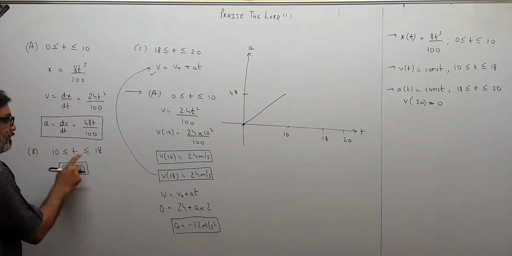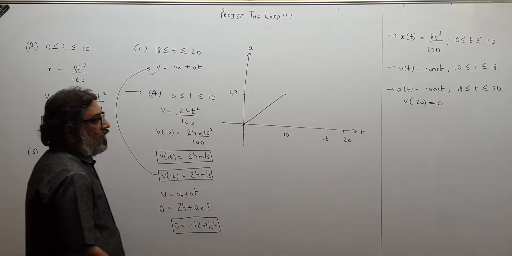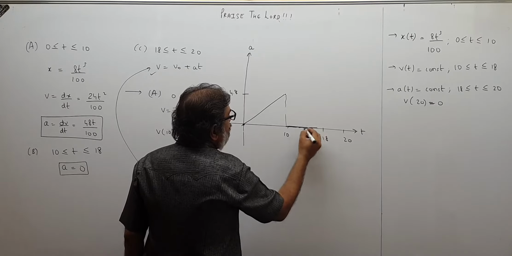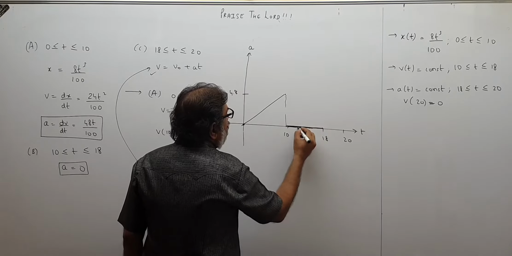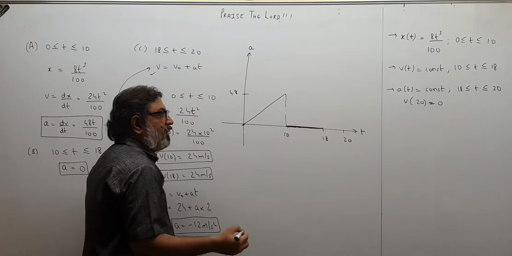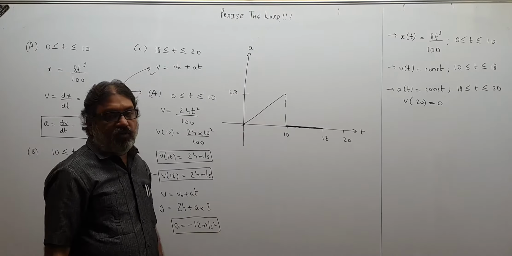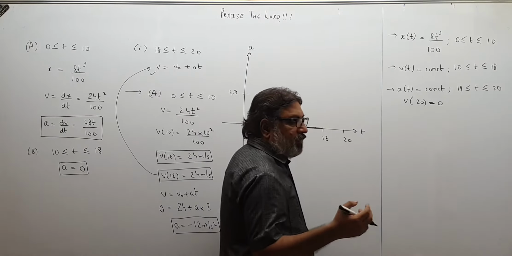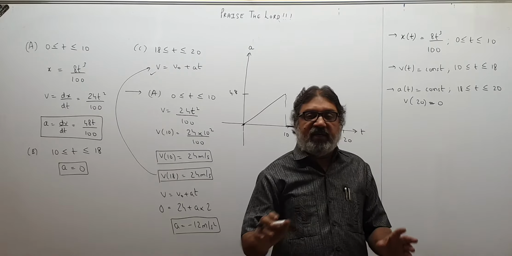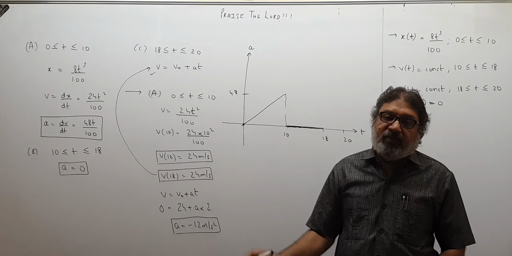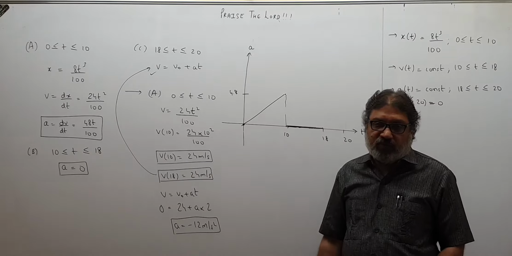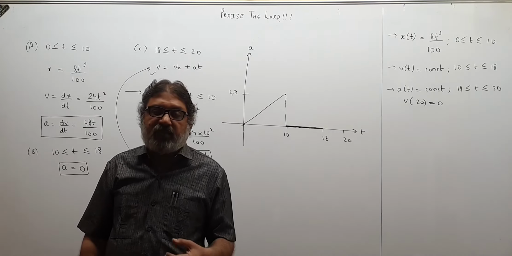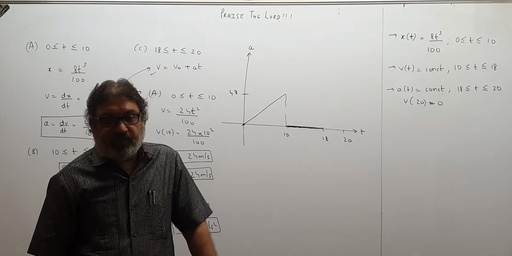Between 10 and 18, acceleration is 0. So suddenly acceleration becomes 0. So this is the graph. So value of acceleration is changing abruptly. Suddenly from 4.8 it becomes 0. Because acceleration is caused by force. So maybe earlier force was acting and now suddenly the engine is switched off. So force suddenly becomes 0. The acceleration suddenly becomes 0. So there can be abrupt change in the acceleration. Suddenly acceleration can jump from one value to another value.